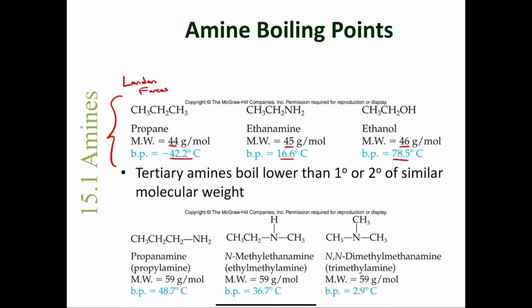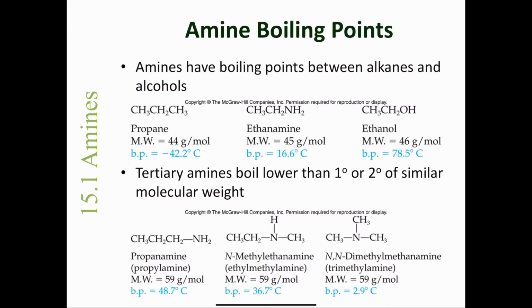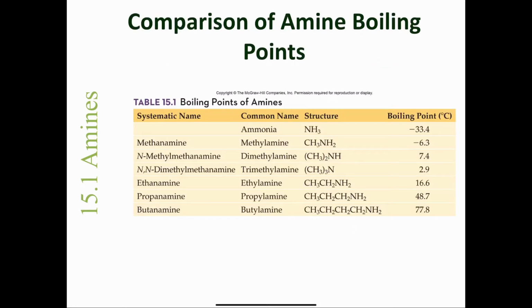And the reason why that of ethanol is even higher than that of ethanamine is because of stronger hydrogen bonding, which we explained on the previous slide. And again, that is because oxygen is more electronegative than nitrogen and creates a stronger dipole and therefore a stronger hydrogen bond. The last thing I'll point out is that generally speaking, amines have boiling points somewhere between that of alkanes and alcohols. I want to draw your attention to these three molecules in table 15.1, methylamine, dimethylamine, and trimethylamine.